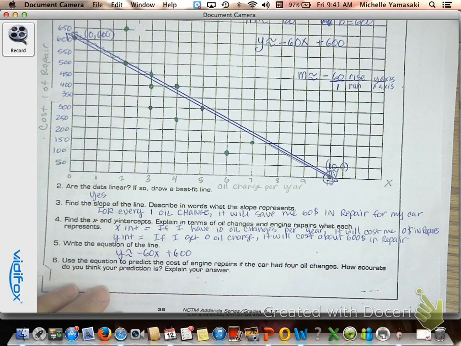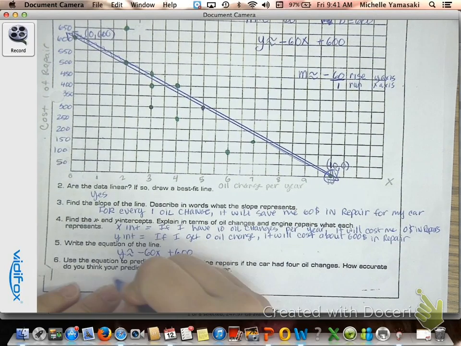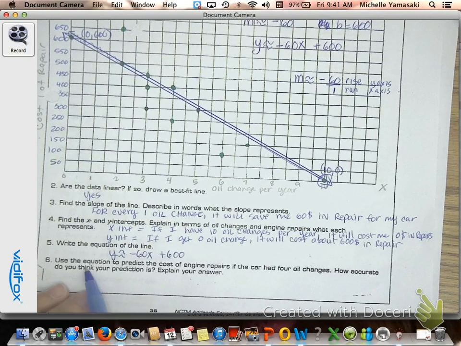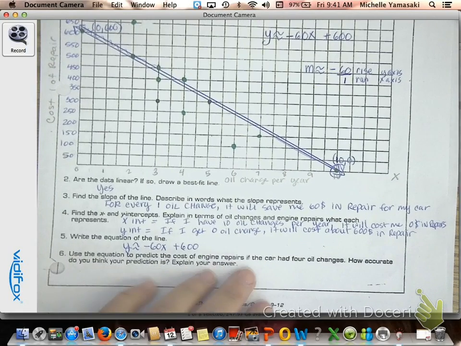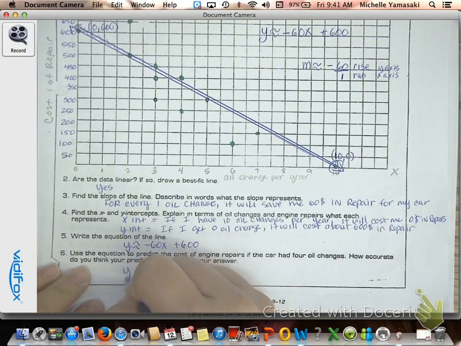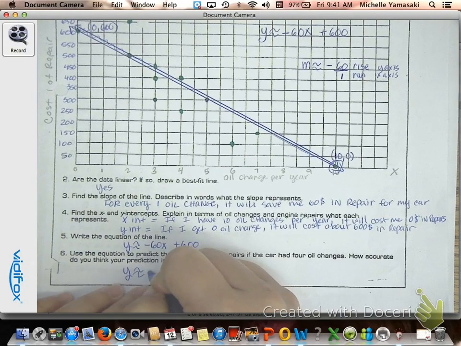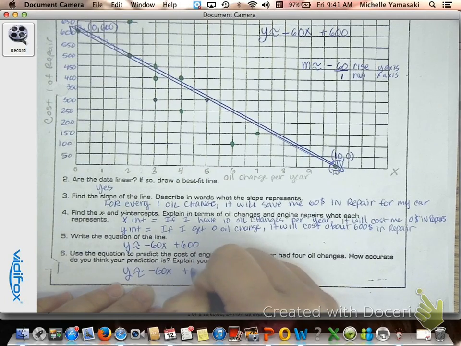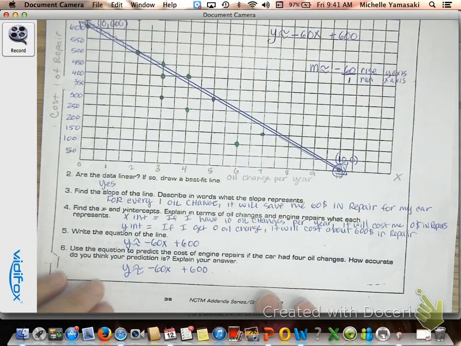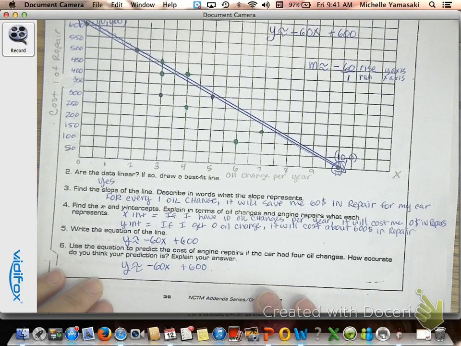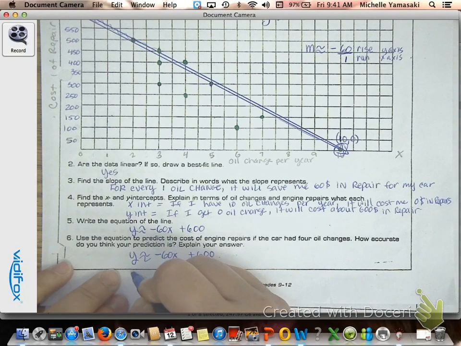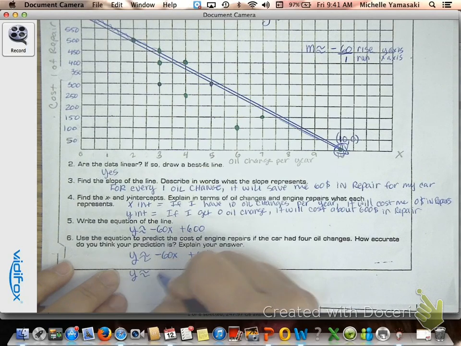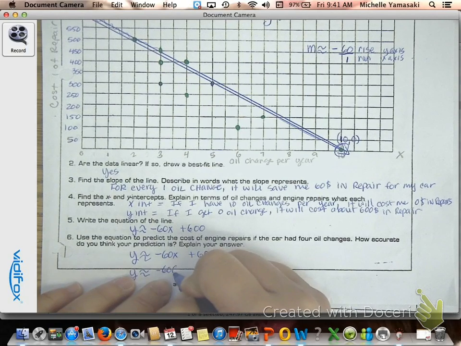What do I do to predict the 4? Jessica? Well, you go to the x-axis and you... No, it says use the equation. We're not going to the axis. To predict the cost of engine repairs, my equation is y is about equal to negative 60x plus 600. Jessica? You change the x and you place a 4. Right, we're going to substitute x with 4, our oil changes with 4.